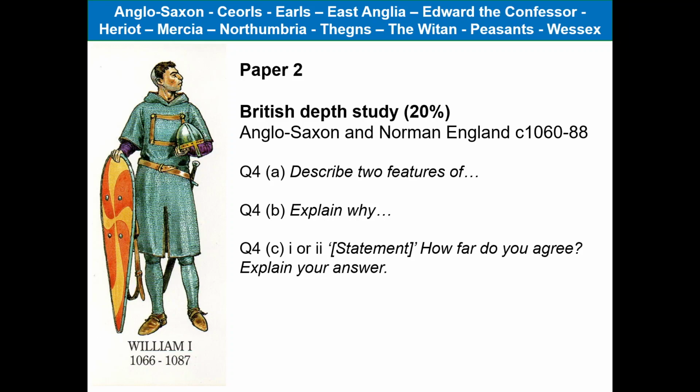This is Paper 2, and the other half of Paper 2, obviously the other half would have been the American West, but that was cancelled, so this is Paper 2, the other half, and this is the British depth study with 20% of your entire GCSE, and this is looking at Anglo-Saxon and Norman England.